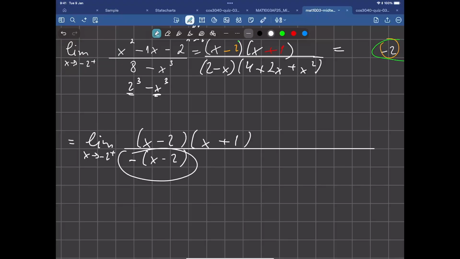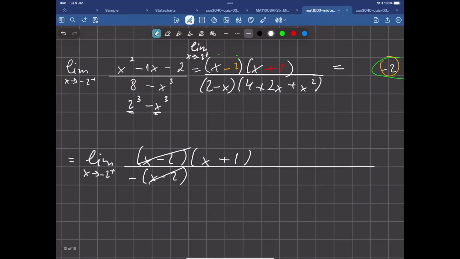If you distribute back, just to check, you're going to get minus x plus 2, which is 2 minus x, exactly what you had above. So we're not changing the value of the expression, we're just remodifying it so that we can now cancel out. But once again, you could have taken out the minus in the numerator, and that's just as right. In the denominator, I don't even need the brackets anymore, but I'm going to keep them for readability's sake. So it's going to be just 4 plus 2x plus x squared.